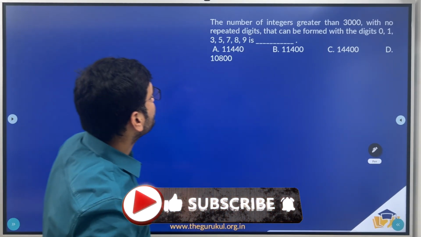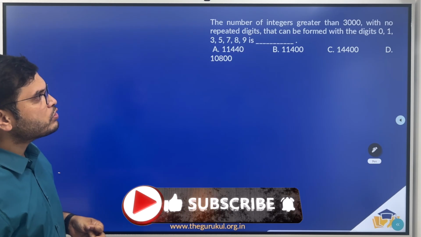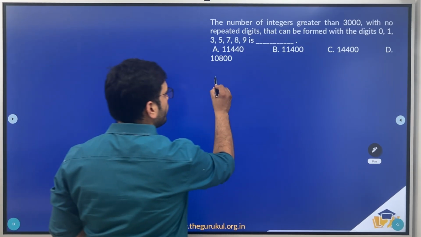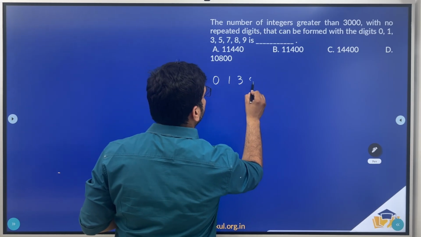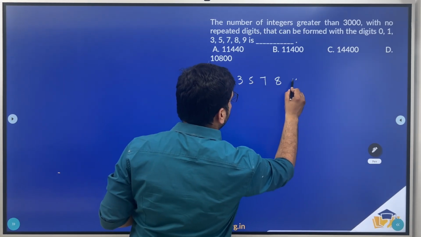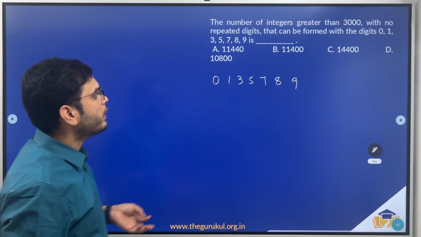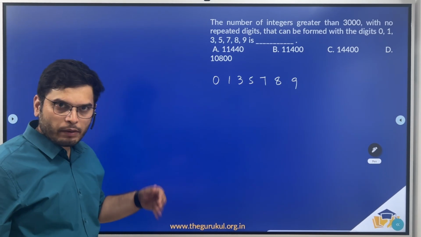Now coming to the third question. The number of integers greater than 3000 with no repeated digits that can be formed with digits 0, 1, 3, 5, 7, 8 and 9. Right. So how many digits do we have? 7 digits. Right. So we can form a 4-digit number.